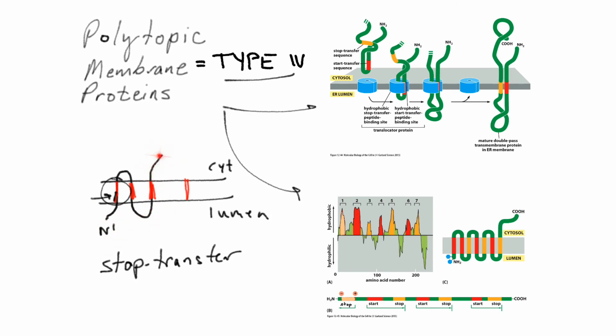If you want to keep going and bring this back through to the lumen, then what you've got to have is, count them up, stop transfer, signal anchor, stop transfer, signal anchor. And you can do this 10 times, 100 times, although I don't know of any protein that has 100 transmembrane helices, but for sure some have 10. And all of those transmembrane regions were once topogenic sequences, and they all are alternating versions of the two topogenic sequences that we talked about, maybe beginning with the signal sequence.